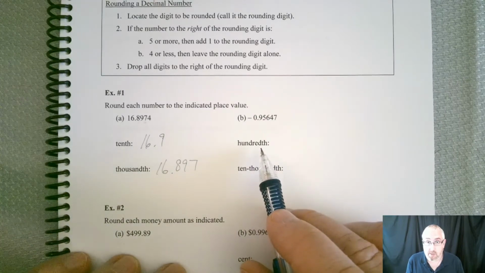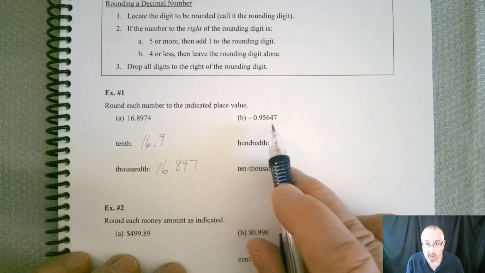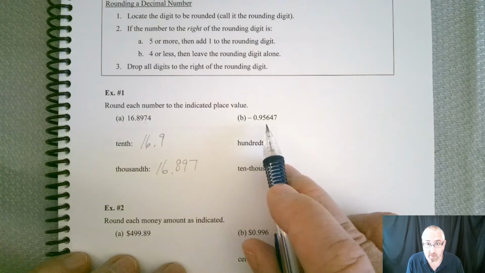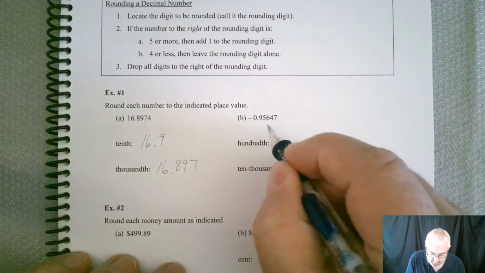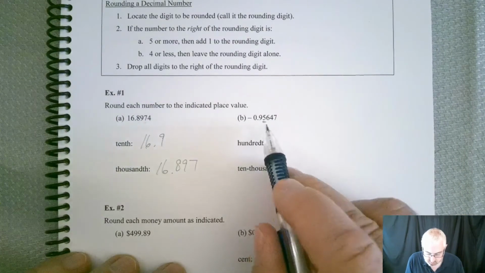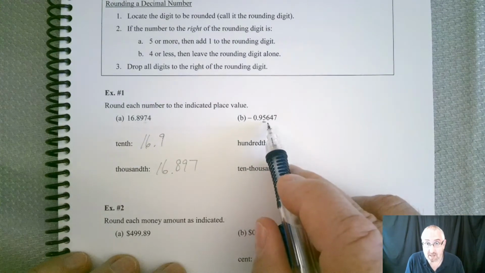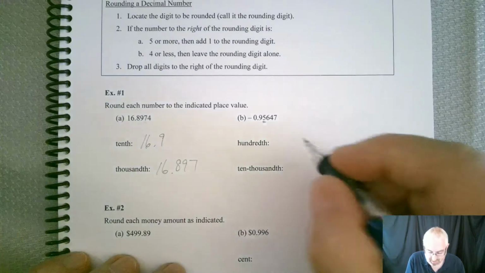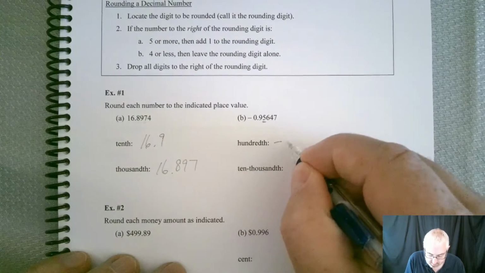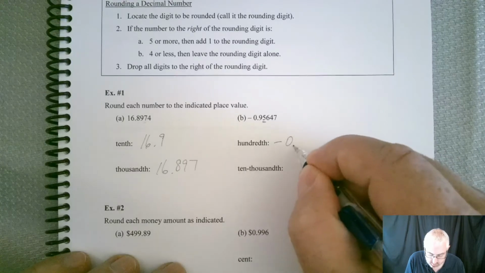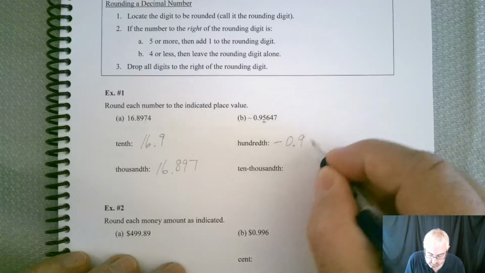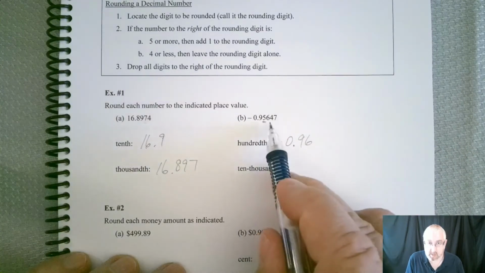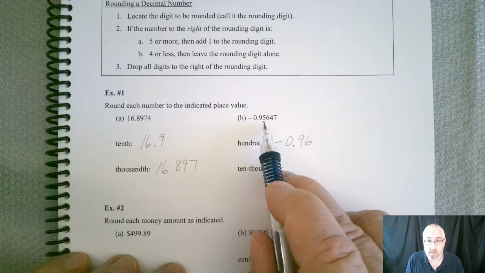So, okay, how about the next one? Nearest hundredth. So which digit are we looking at? Nearest hundredth, yep, the 5. So the 5 is the hundredth, so the number to the right is a 6. So now, this does have a negative in front, so don't forget that negative. So we have negative 0.96. So that's going to round that 5 up to a 6.